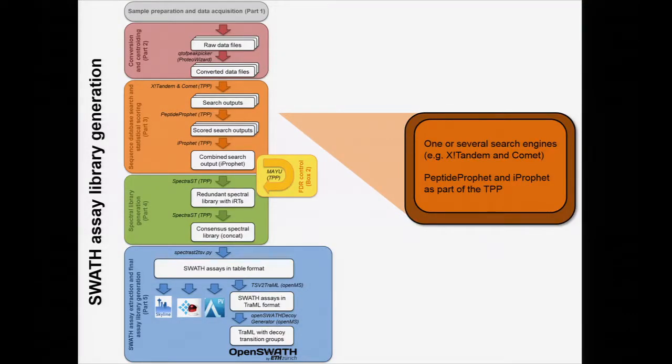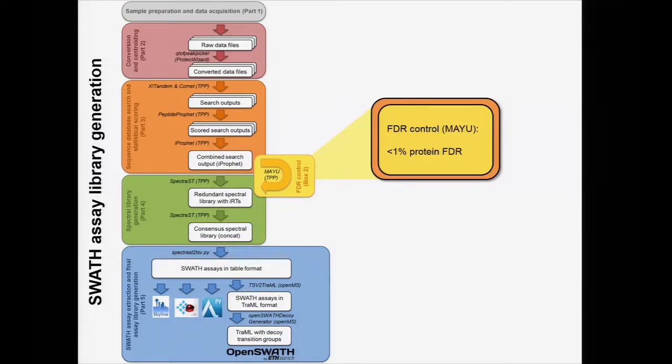Okay, then search engine. I don't think I need to go into any detail, but there are tons of search engines out there. You can use whichever you want. We then use the Trans-Proteomic Pipeline, with PeptideProphet and iProphet tools as post-processing of the search engines. In particular, iProphet allows us to combine the results of multiple search engines, so this gives you some additional confidence. I've already mentioned Mayu a couple of times, but it's important that we control the false discovery rate also at the assay library generation level.